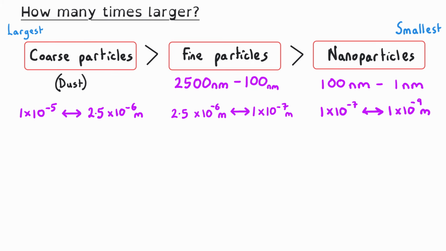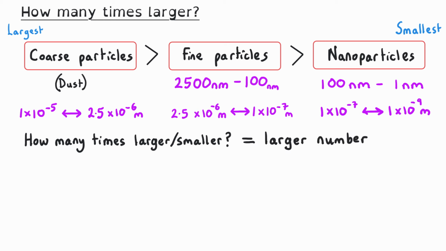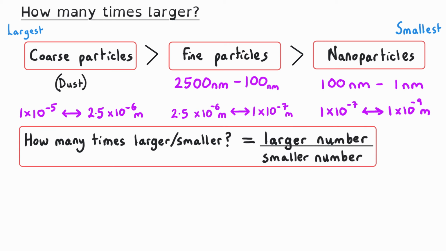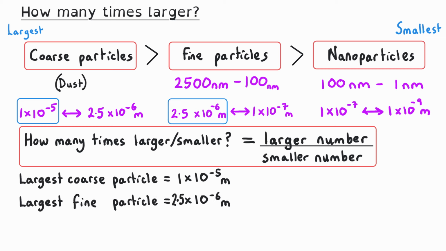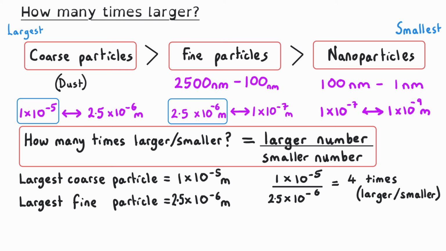You could be asked to compare the sizes of these particles. How many times larger or smaller would one particle be than another? And to work this out, you take the larger value that you have been given and you divide it by the smaller. And so if you were comparing the largest coarse particle to the largest fine particle, you would take 1 times 10 to the minus 5 meters and you would divide it by 2.5 times 10 to the minus 6 meters. And you would find out that fine particles are 4 times smaller than coarse particles.